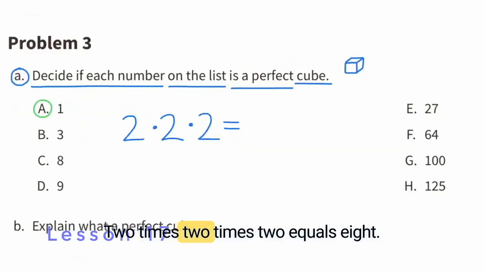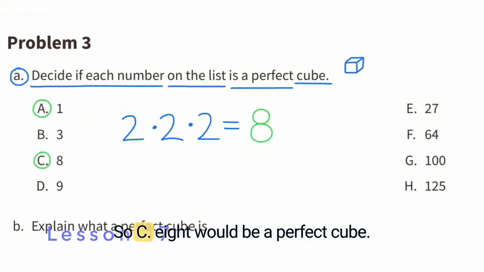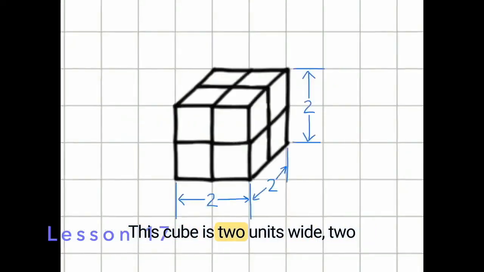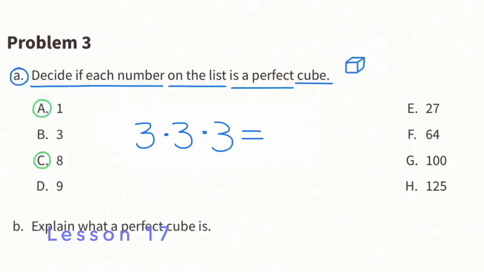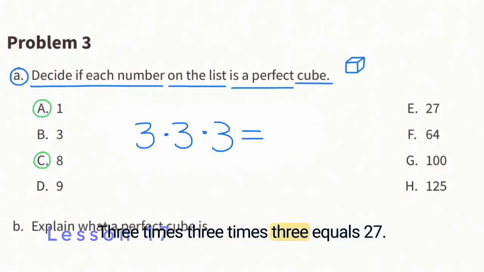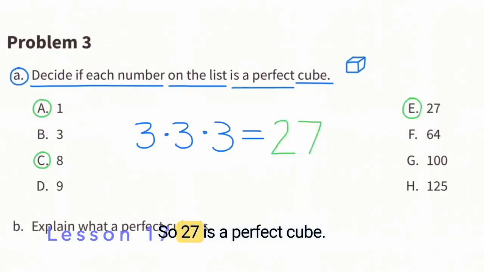2 times 2 times 2 equals 8, so C, 8, would be a perfect cube. This cube is 2 units wide, 2 units long, and 2 units tall. 2 times 2 times 2 equals 8 cubic units. 3 times 3 times 3 equals 27. So 27 is a perfect cube.